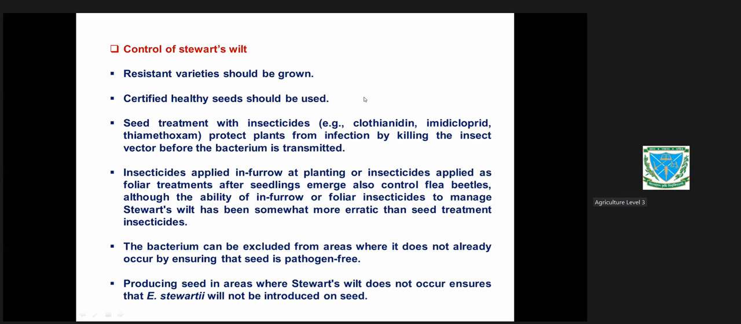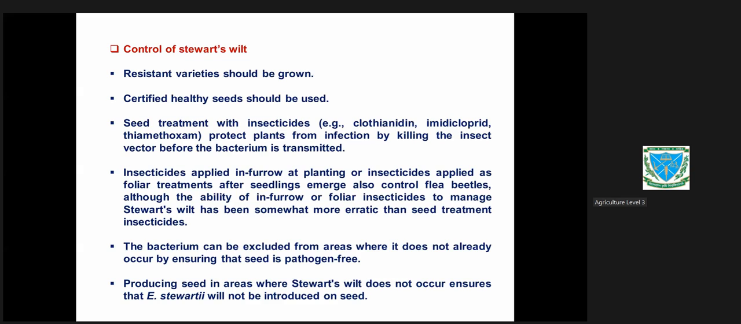So how can we manage the disease? As I mentioned, usually we notice the symptom in the susceptible cultivar. So the resistant hybrid should be the best choice to avoid this Stewart's wilt infection. There are reports of negligible transmission through seeds, so certified healthy seeds can be the option to avoid infection.